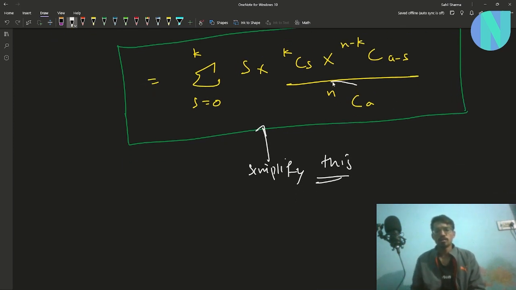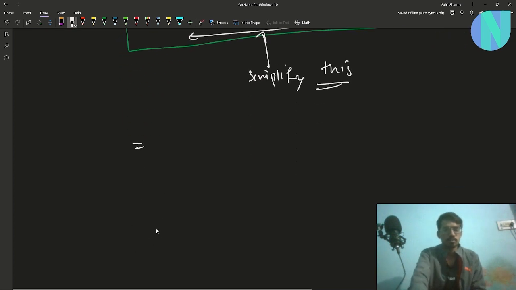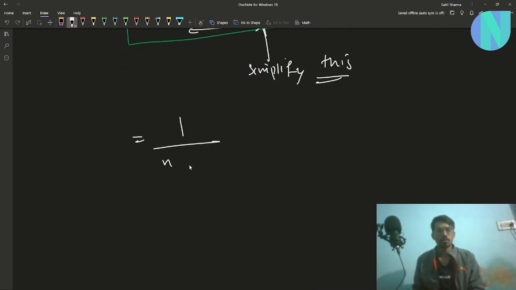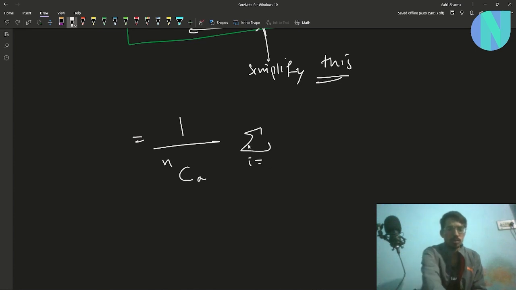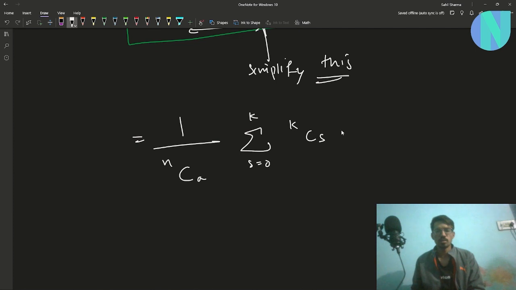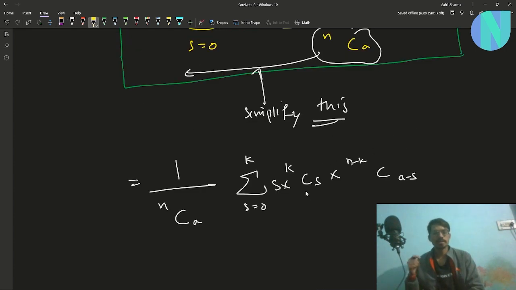If you see, NCA is a constant, so we can move this out. So we have 1 over NCA into the summation of S goes from 0 up to K, of S into KCS into (n minus K) C (A minus S). So now the only task left is to simplify this expression. Now how can we simplify this?